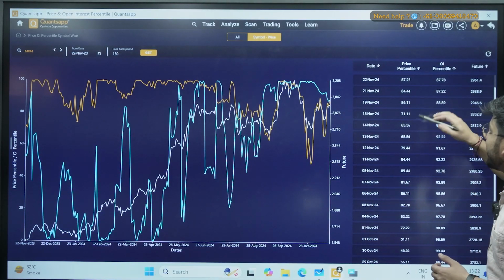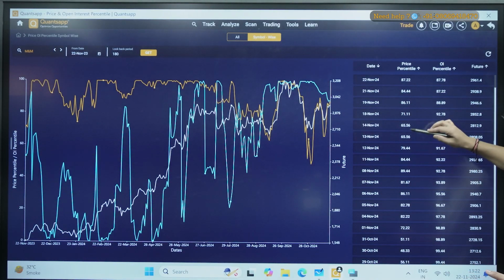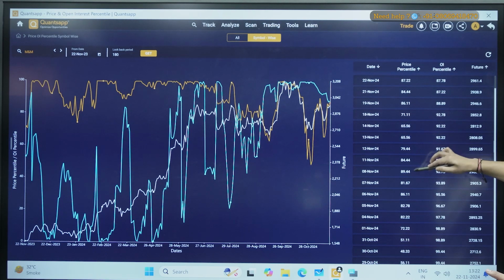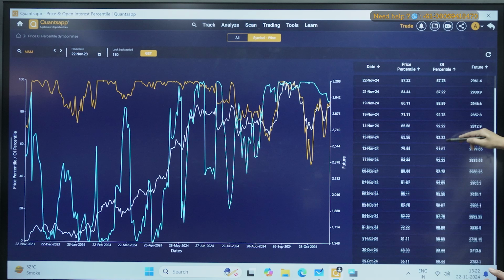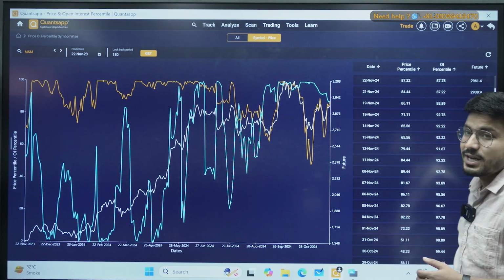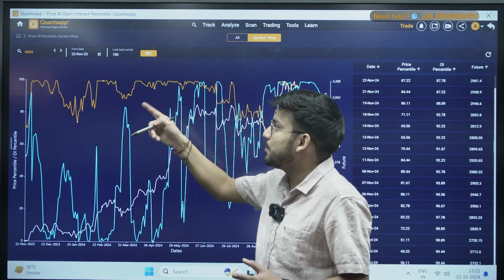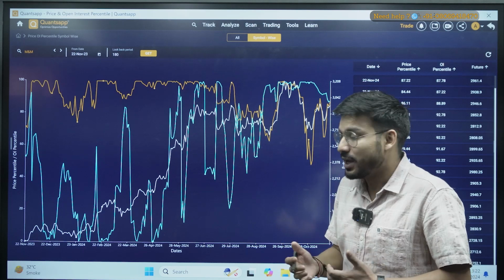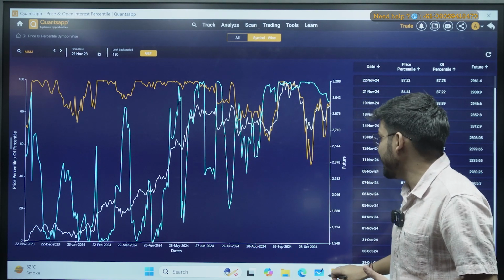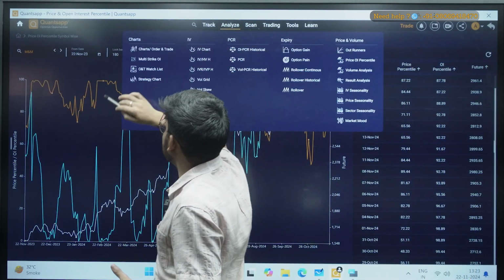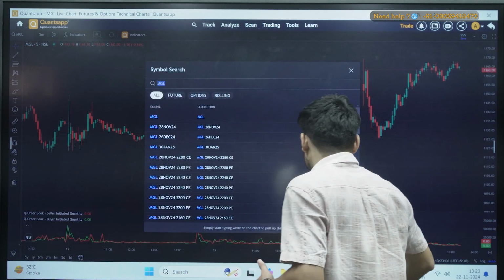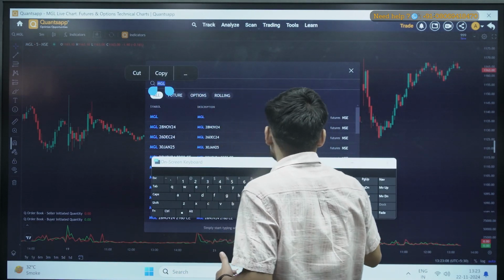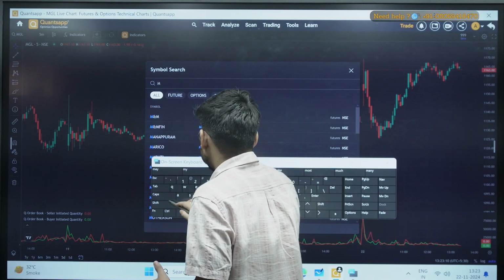You can see in this one my price was increasing from 11 to 12th November, that is 79, then 86, then 84, 87, right? At the same time my OI percentile is also maintaining itself. So this is one of the stocks, M&M, which I can go with, and that can give me a good indication. So let's see the chart of M&M as well. Let me put the chart of M&M here.